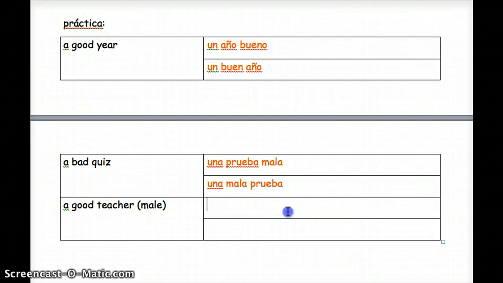A good teacher, un profesor bueno. Or if we put it in front, since profesor is a masculine singular noun, un buen profesor.